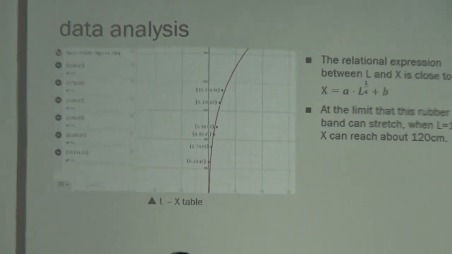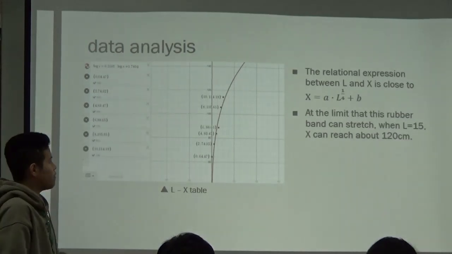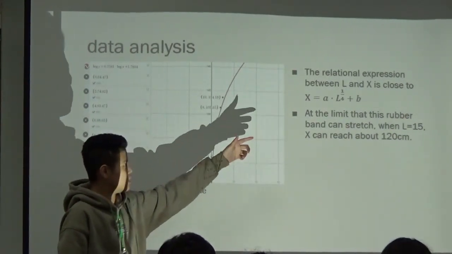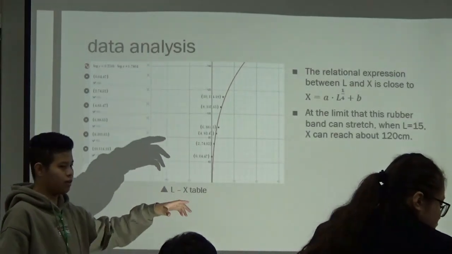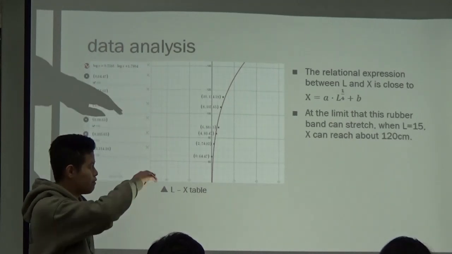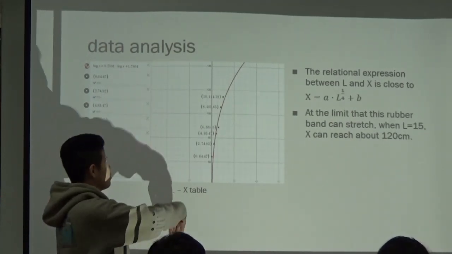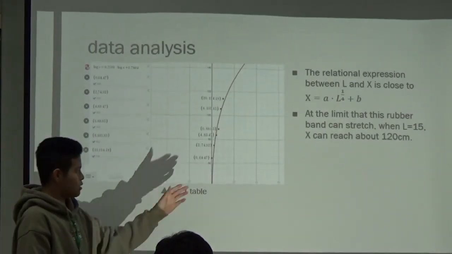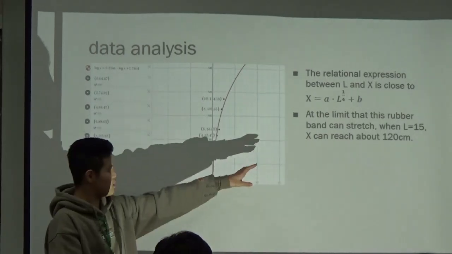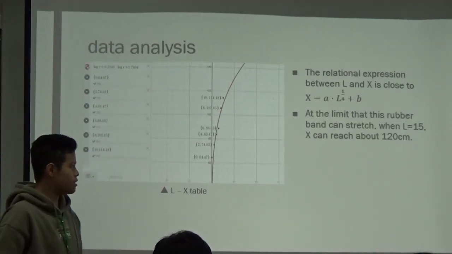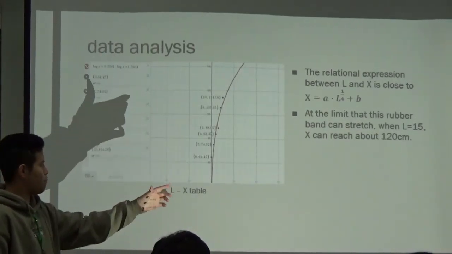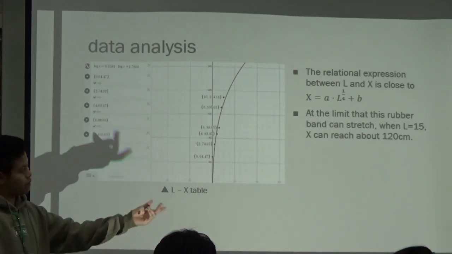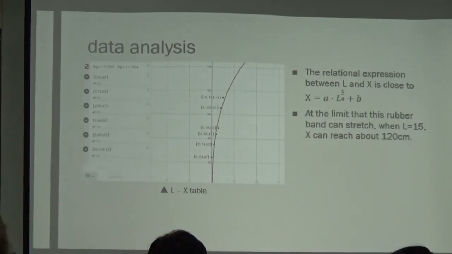So we make it into the figure, and we can find that the relationship is close to x equal to a times L to the power of 1/4 plus e, and to draw this line, we can find that the limited L is near 15 cm, and we can find that the X is about 120 cm, and it is the minimum of the distance we found.